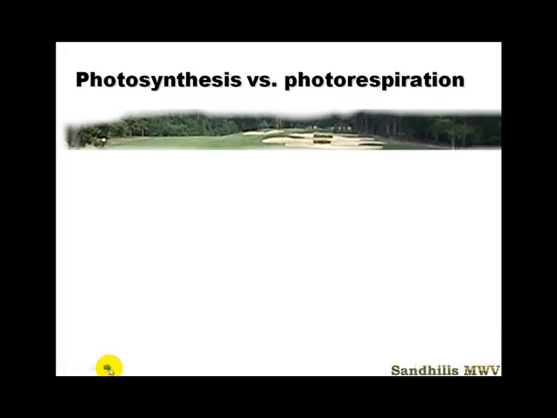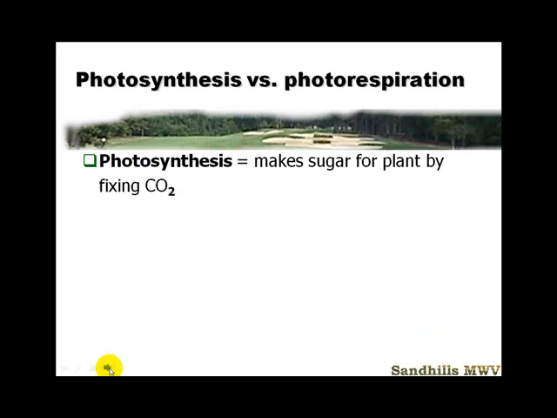Okay. So here are some definitions. Definitions are important. Photosynthesis: making sugar for plants by fixing CO2. And you should all have an equation for that. You should know that equation. You should know what all those chemicals stand for.